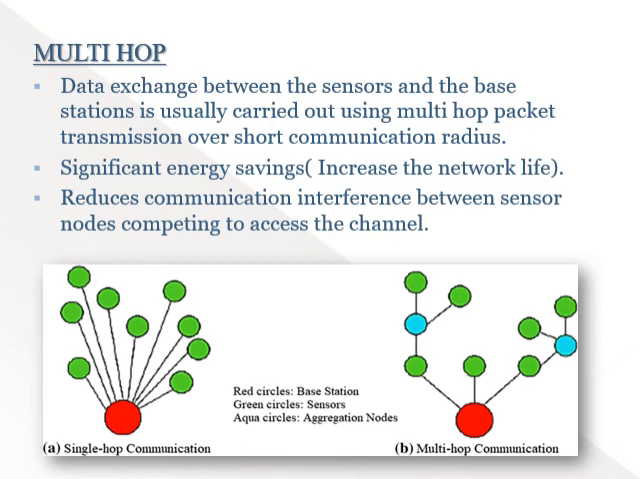However, this type of communication is only possible over a short communication radius, whereas in multi-hop communication, the information transfers from the sensor node to the aggregation node to some other aggregation node and finally to the base station. So basically, the information hops from one sensor node to another, hence depicting multi-hop communication technique.